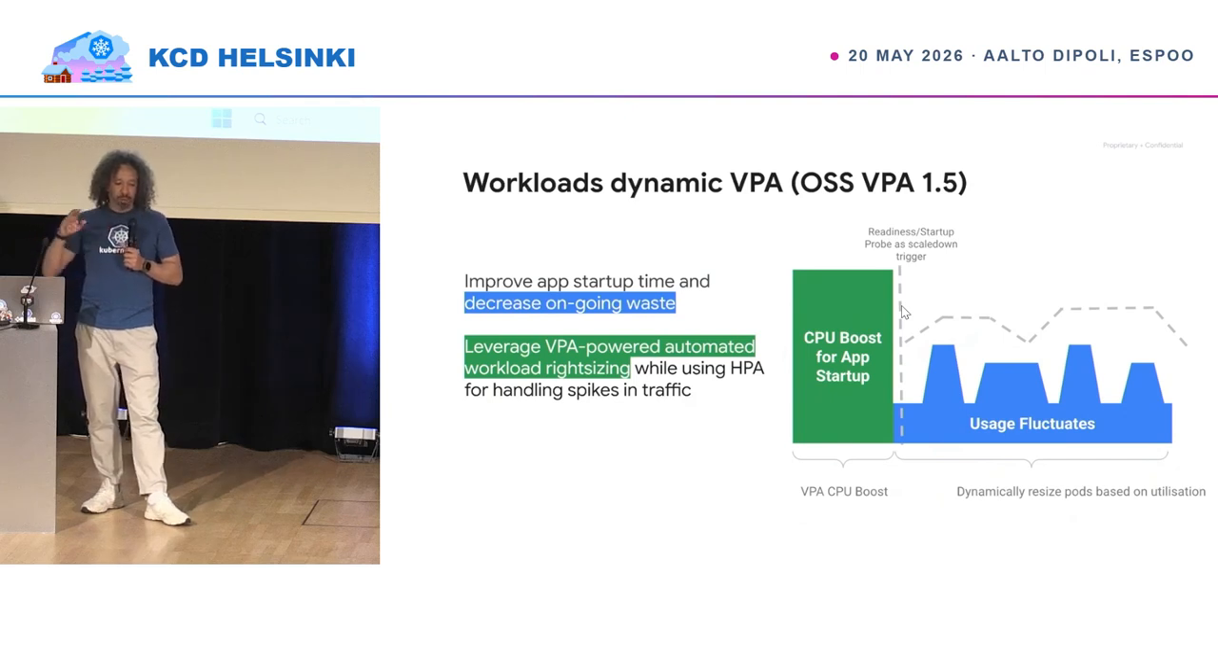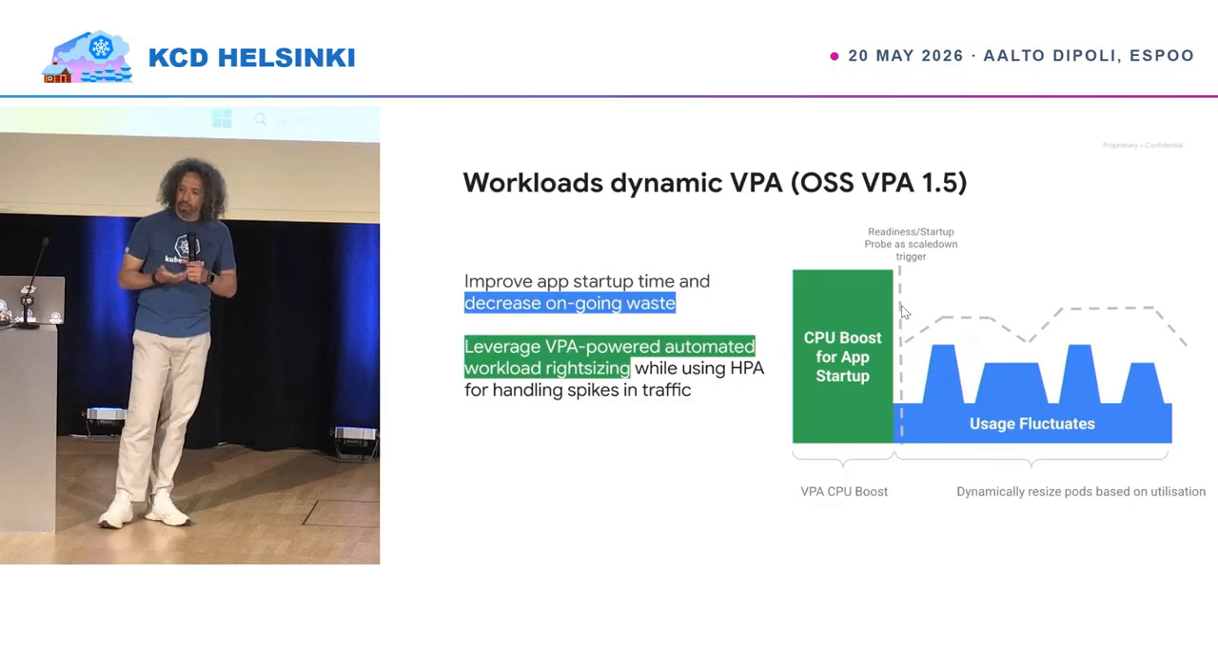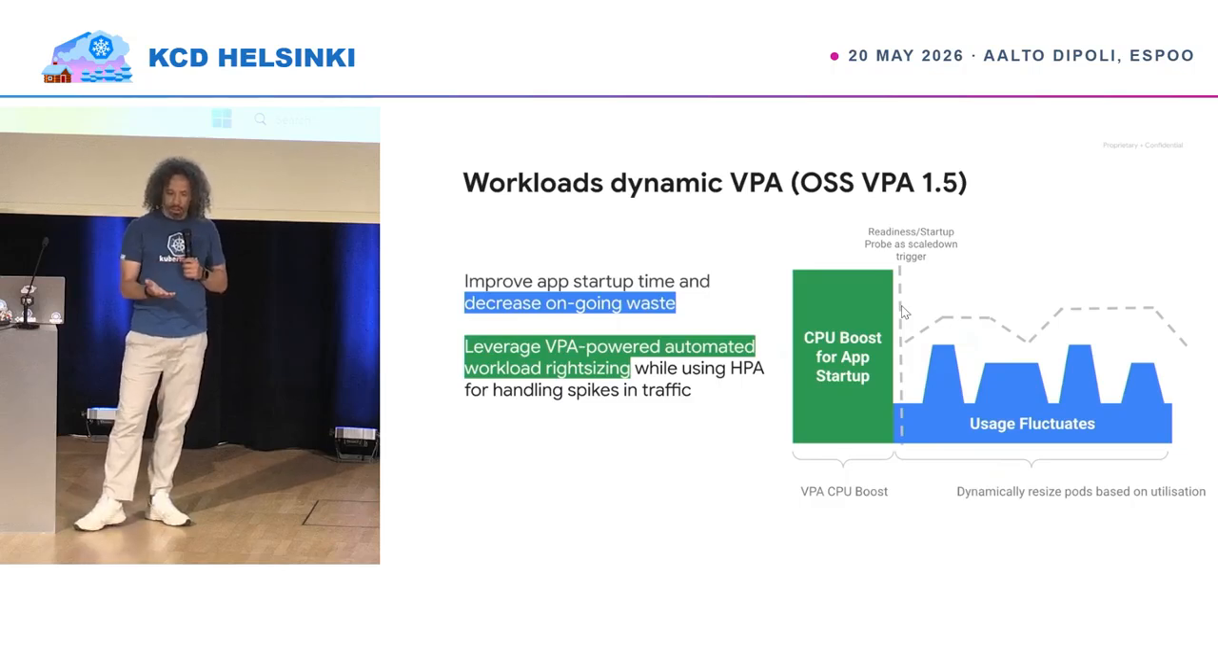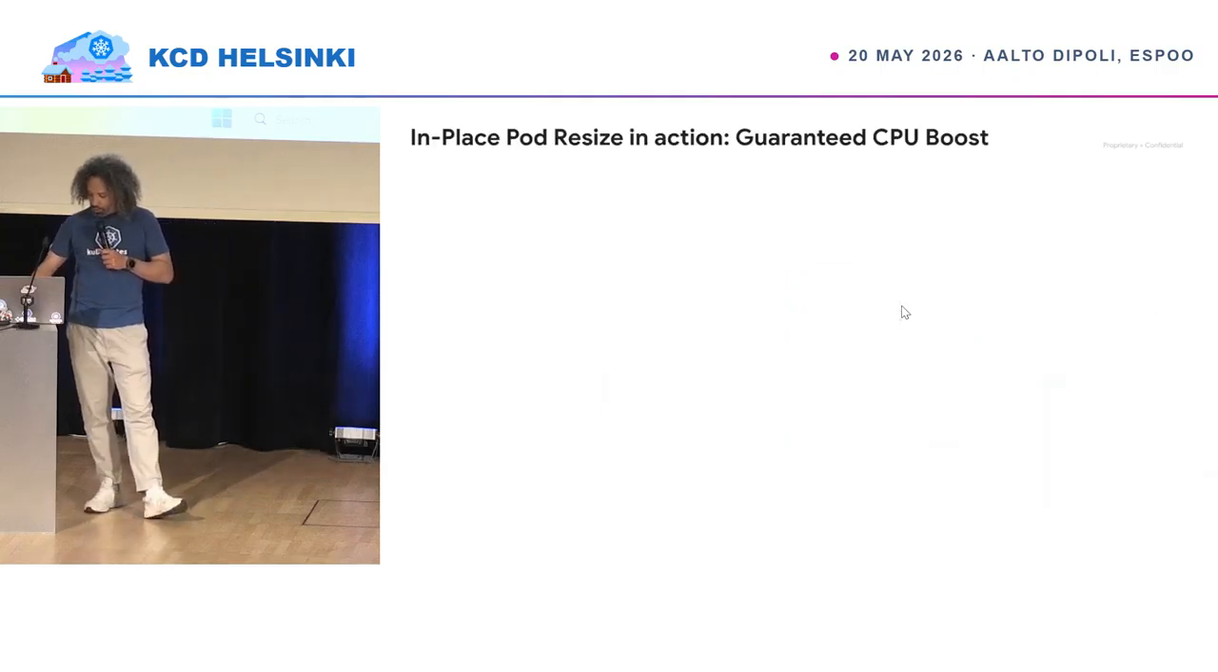So this is what we call VPA 1.5, which Google is contributing upstream. I think the CAP, I forgot the number, has been accepted. They're working on it. So there will be a new version of the VPA API coming, which will have this CPU boost feature. But we have a proprietary version running on our platform that we have tested. And this is the demo I wanted to show you.